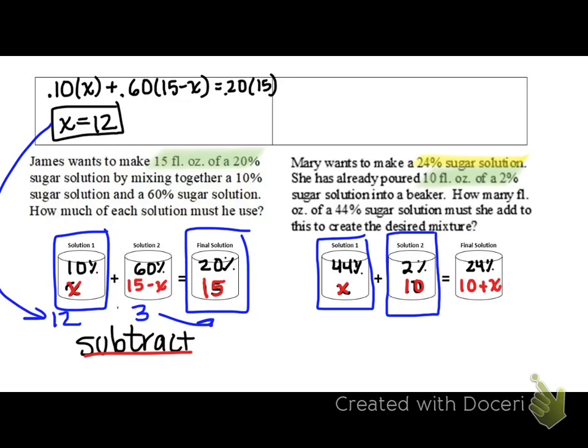It tells us the first one at 10% because we know that happens to always be X. We'll always know this first concentration to be X. So in every one of those little equations, you can put X on that first solution. Always, it will always be there.